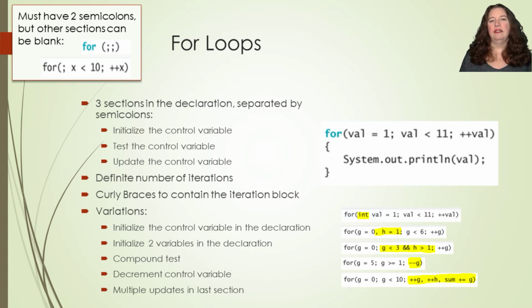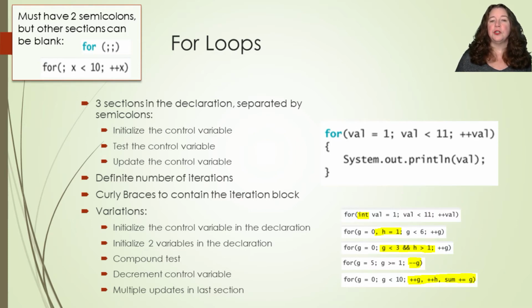In reality, in a for loop, any of these sections can be blank, but they still need to have the semicolons. So you can do a legitimate for loop with a for and 2 blanks and 2 semicolons in the parentheses, but it doesn't really make any sense. You really want to fill these in.